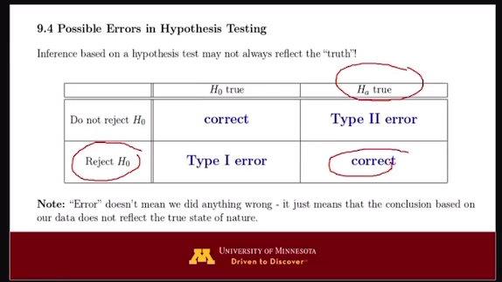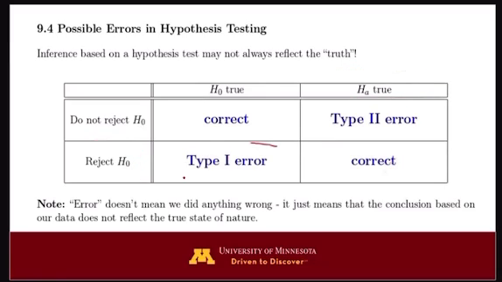But let me tell you this. The possible errors that we have in hypothesis testing, I'm going to start with type 1 error. If nature has it that H naught is true, this guy did not commit the offense, but we reject H naught, the judge will send this guy to jail. Is that good? That's not good. That's a type 1 error. So the type 1 error is committed when H naught is true, but it is rejected.